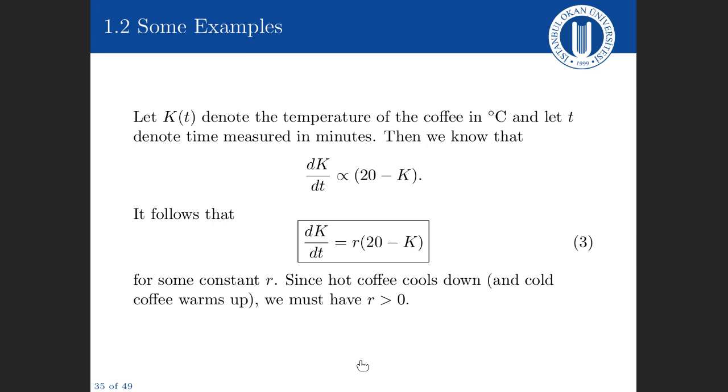Let capital K denote the temperature of the coffee in degrees centigrade, and let t be time measured in minutes. And by Newton's law of cooling, we know that dK/dt is proportional to the difference between the room and the temperature of the coffee. It follows that dK/dt is some constant r multiplied by 20 minus K. Because hot coffee goes down and cold coffee, iced coffee, warms up, we can understand that r must be a positive number.